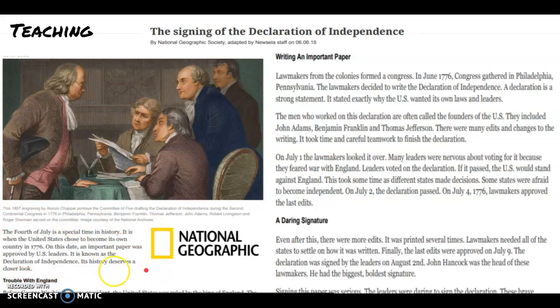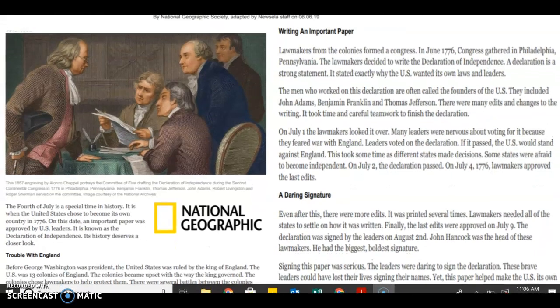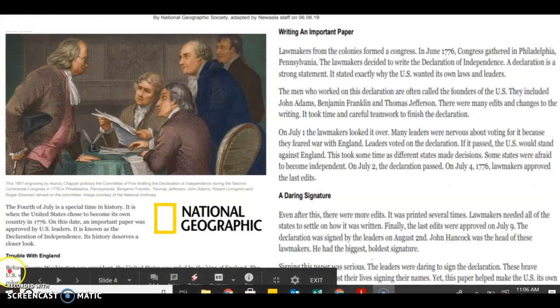So let's read it. The 4th of July is a special time in history. It is when the United States chose to become its own country in 1776. On this date, an important paper was approved by U.S. leaders. It is known as the Declaration of Independence. Its history deserves a closer look. All right, now this says trouble with England. So let me move this down so we can see.